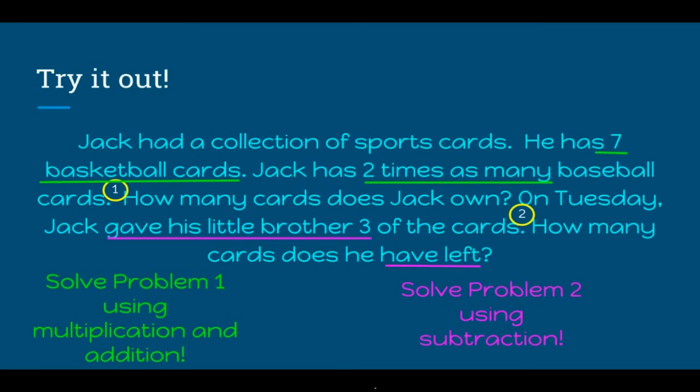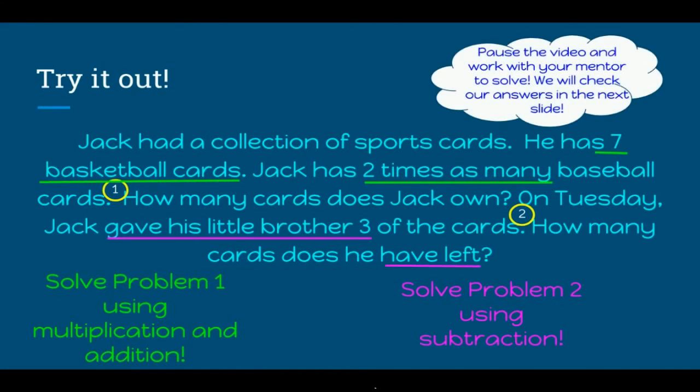So we're going to solve problem 1 using multiplication and addition, and then we're going to solve problem 2 using subtraction. I need the answer to problem 1 in order to solve problem 2. So pause the video and work with your mentor to solve. We're going to check our answers on the next slide. Remember, for problem 1, you have the number of basketball cards, but you don't have the number of baseball cards. You're going to multiply 7 by 2 because the baseball cards are 2 times as many. Good luck. See you on the next slide.